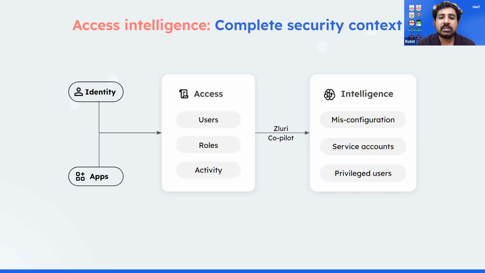Now that we have this information, you will be able to take action on it by understanding who's supposed to be having this access, where the misconfiguration lies, who are the most privileged users and whether they should continue being privileged users, and who are service accounts. So this is the intelligence that you can get from understanding who has access to what, what they're doing, and what their role is on these applications. That's how we build an access intelligence layer in Zluri, a great foundation to continue your compliance process.